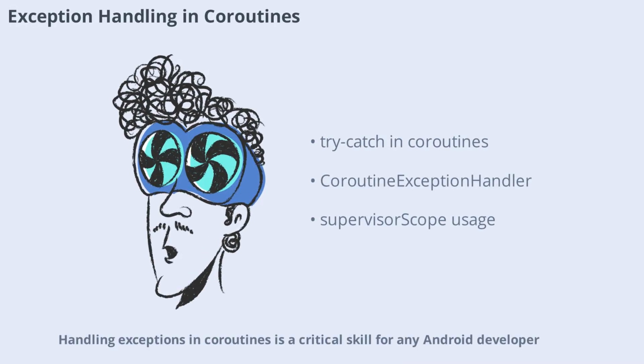Handling exceptions in coroutines is a critical skill for any Android developer. You can use try-catch blocks for simple cases, CoroutineExceptionHandler for global handling, or supervisorScope to isolate failures. Choosing the right approach depends on the context and the desired behavior. Proper exception management ensures your app remains stable and prevents crashes, especially when dealing with asynchronous operations. This knowledge is key for building resilient Android applications.